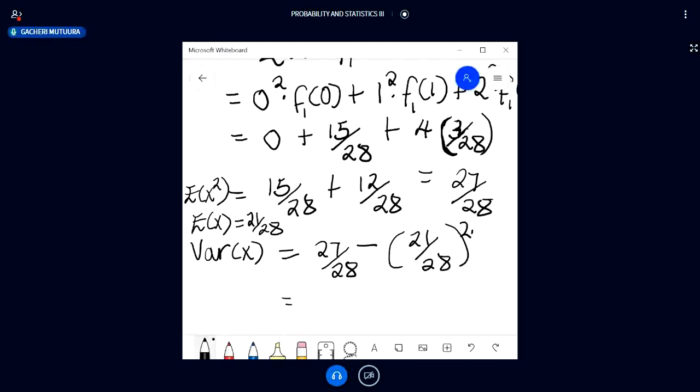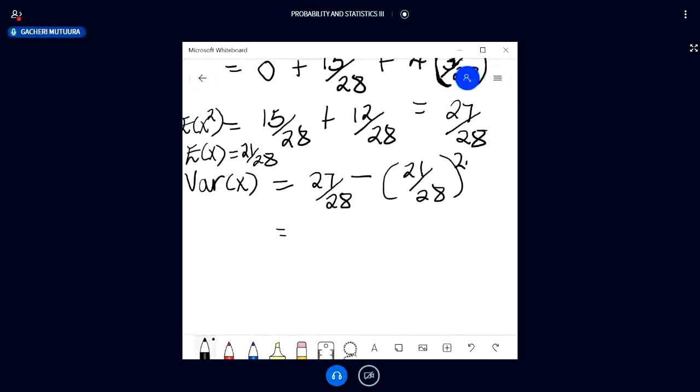You're going to have to check this. I noticed that I hadn't yet confirmed these values. I think you get 315 over 784. Can someone check that that is the answer we get?